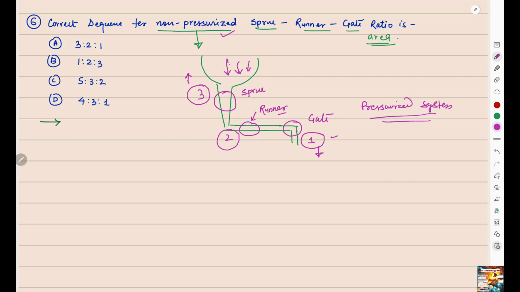And non-pressurized means exactly the sequence will reverse. So the area of the gate should be larger than the area of the runner and thus the area of the sprue. So the correct sequence from here to here will be 1, 2 and 3. Moving from top to down, the area should increase. So for this question, option B is the correct one, the only sequence where area is increasing. In the rest of the cases, area is decreasing. So now we will move to the next question.